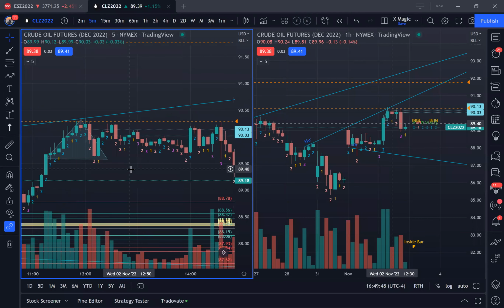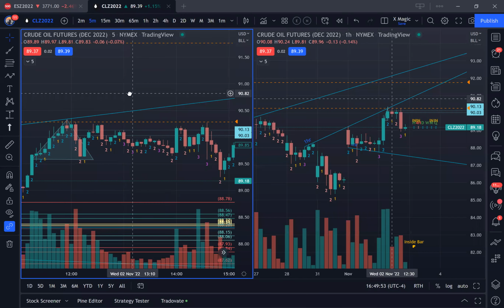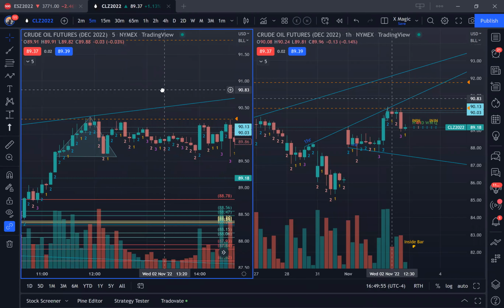What else? Yeah, that was pretty much it. There might have been another trade that I took, but I don't remember it right now.